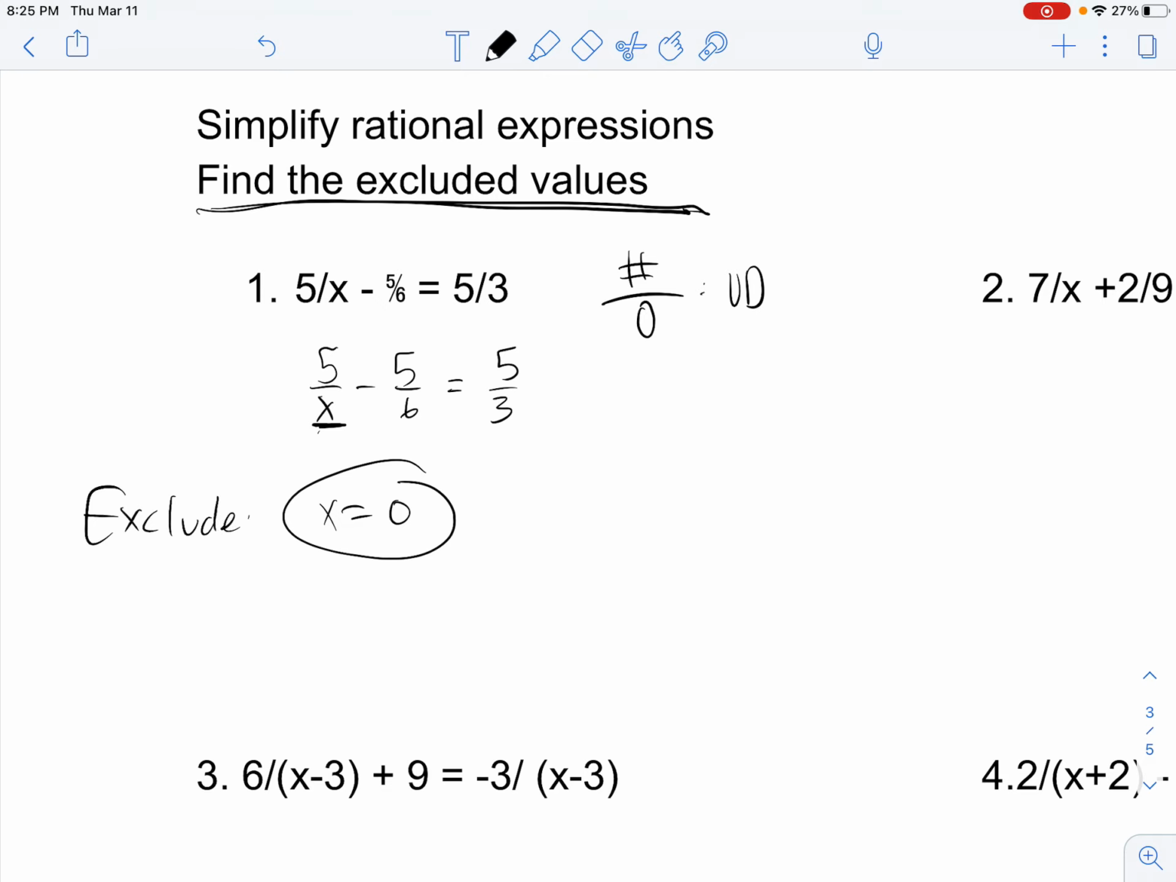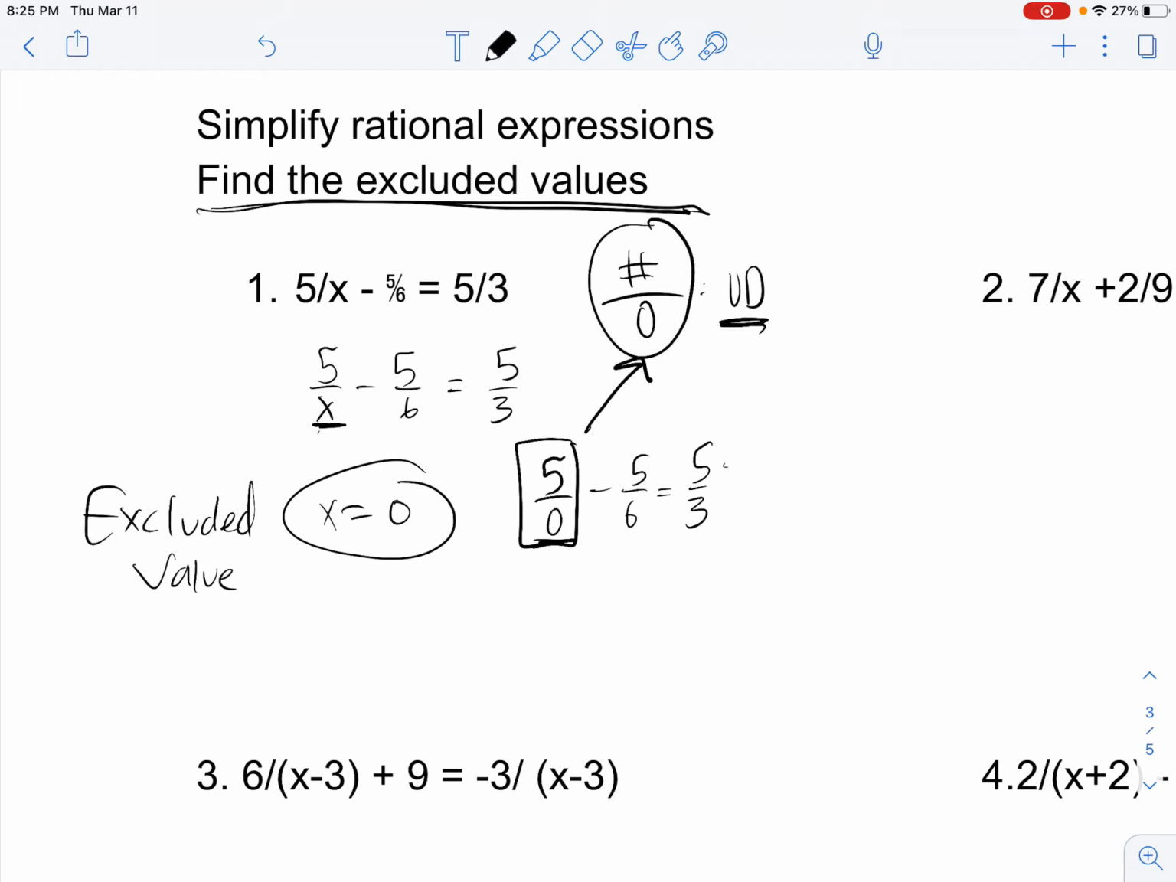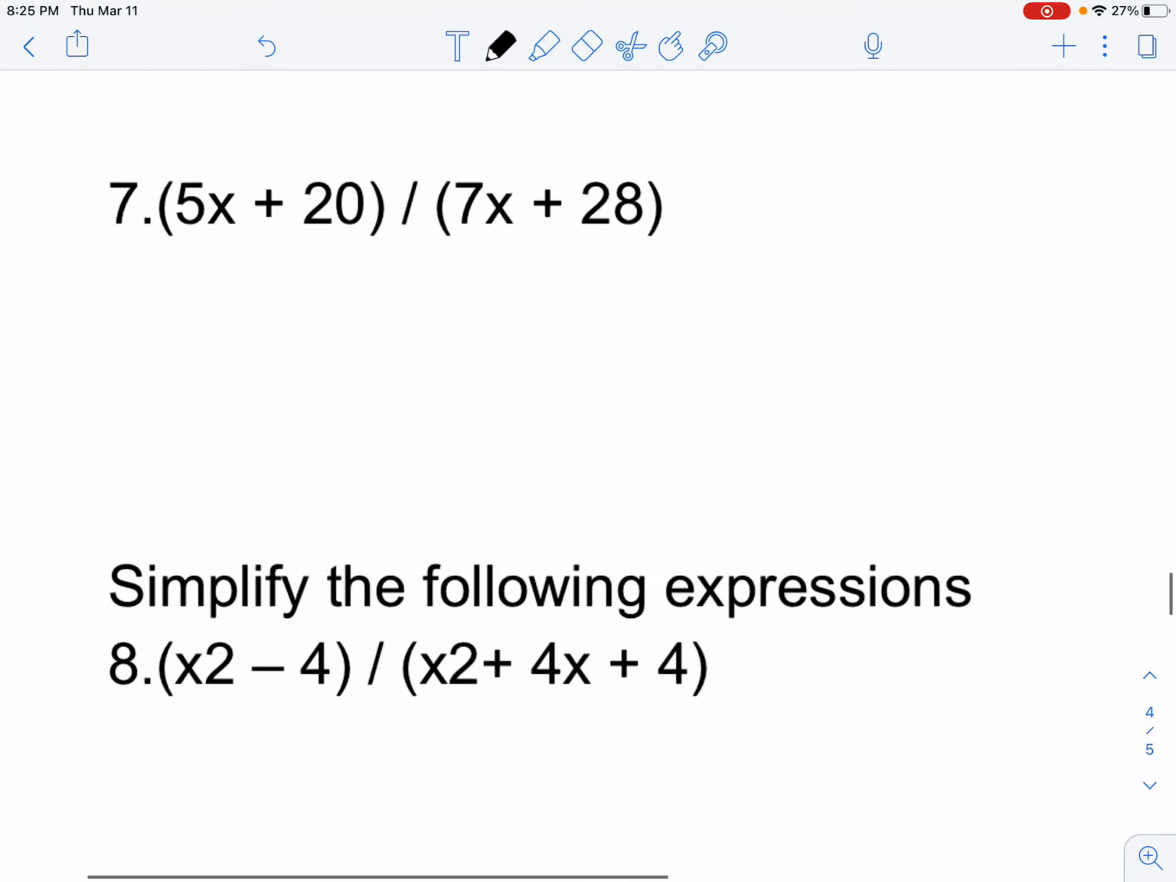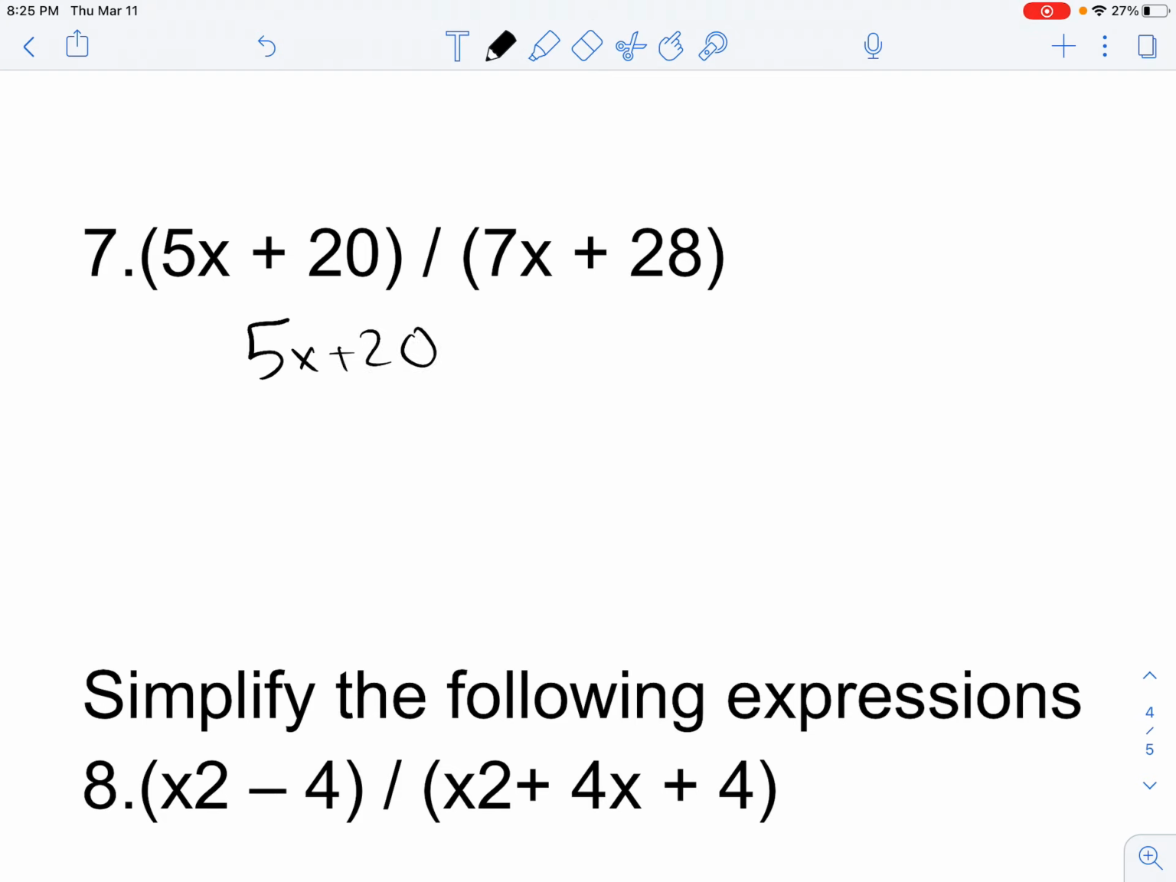So your excluded value is equal to 0. Since if x was equal to 0, it would be 5 over 0 minus 5 over 6 is equal to 5 over 3, and this is clearly undefined. So we know that x is equal to 0 is our excluded value. Moving on. You have 5x plus 20 over 7x plus 28. Now, whenever we're trying to find our excluded values, we have to remember our denominator, 7x plus 28, has to equal 0 if we want to find our excluded values.